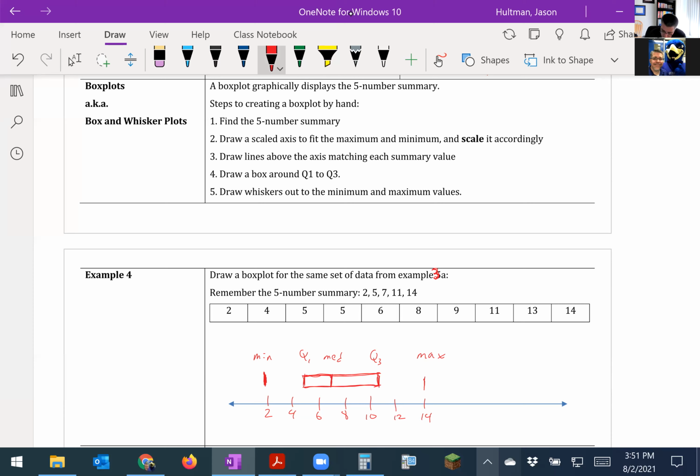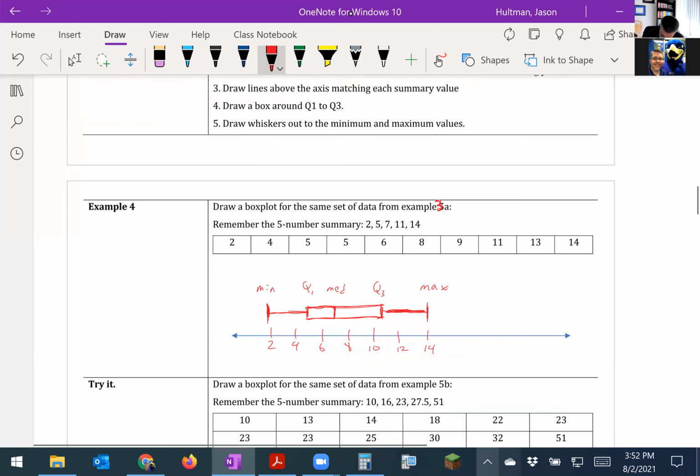Okay, and then it says draw whiskers out to the minimum and maximum values. So whiskers are going to look like this. Okay, and out like this. Okay, so there you go. There's your box and whisker plot. Nice.